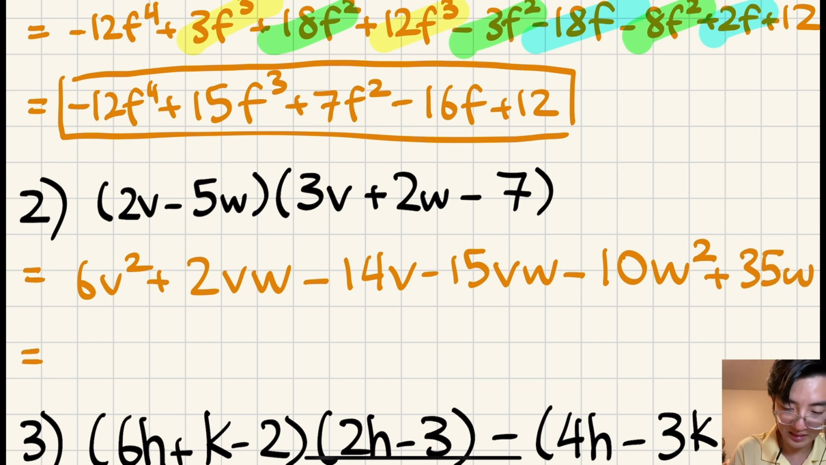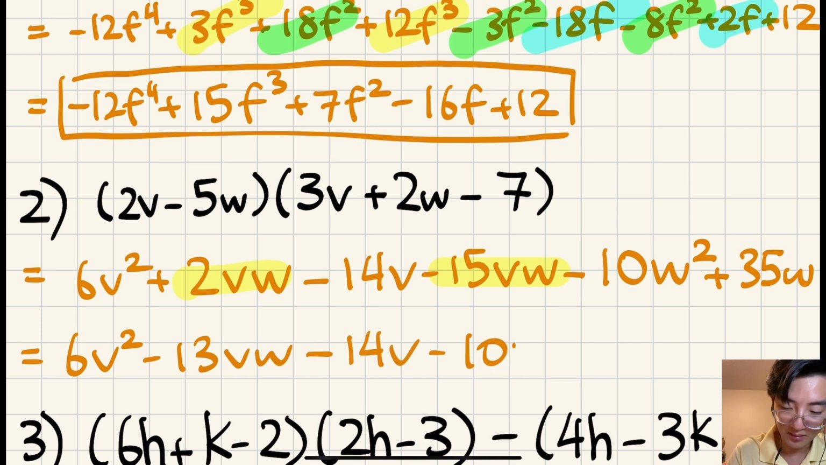Okay, this gets us 6v squared. Anything we have to worry about? Only one like terms. We got two of the vw's. So 2 minus 15 gets us minus 13vw, minus 14v, minus 10w squared, plus 35w.